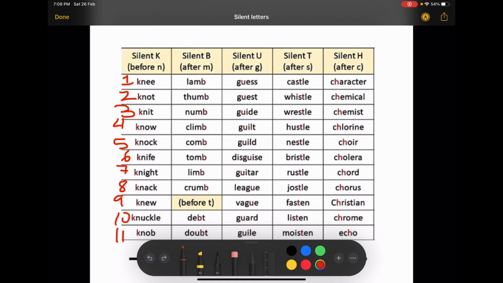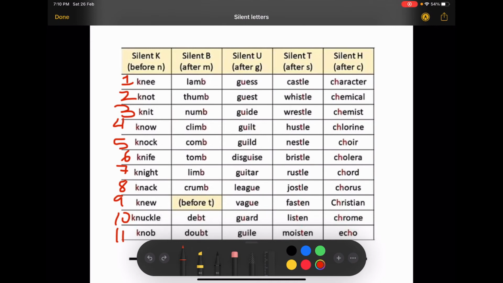And the fourth word we have is guilt. You pronounce it as G-I-L-T and not G-U-I-L-T. The fifth word we have is guild, and you pronounce it as G-I-L-D. Okay, so disguise, and you pronounce it as D-I-S-G-I-S-E, and not with the U because the U is silent.